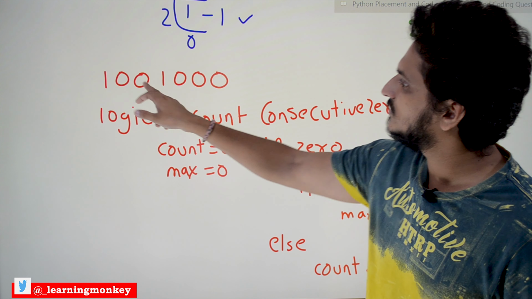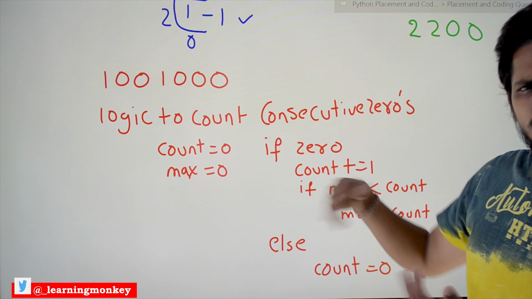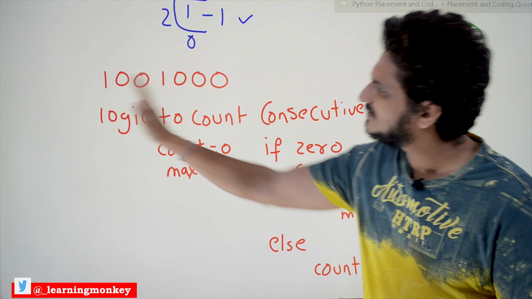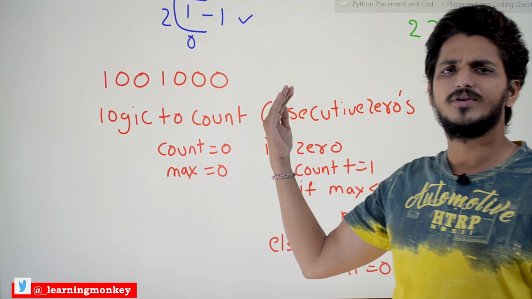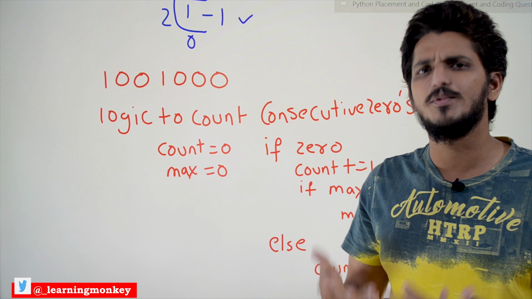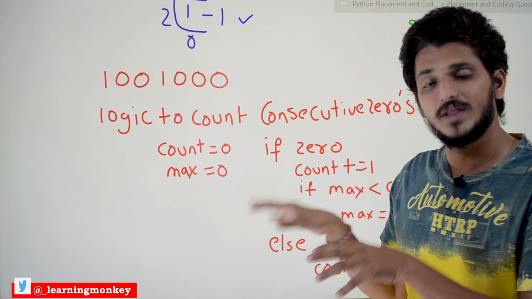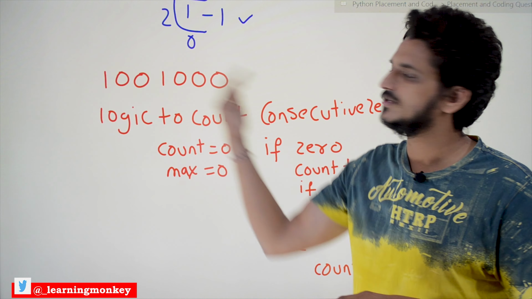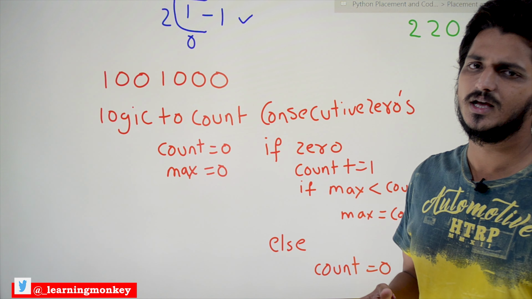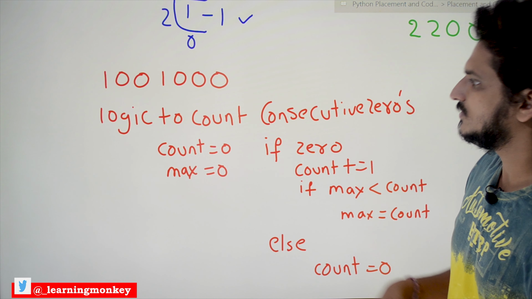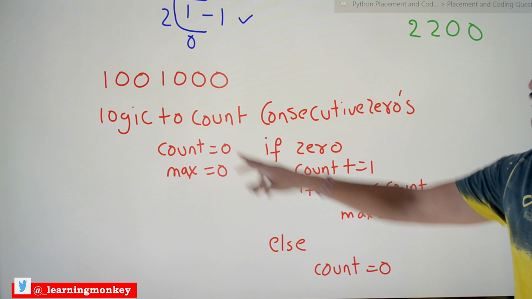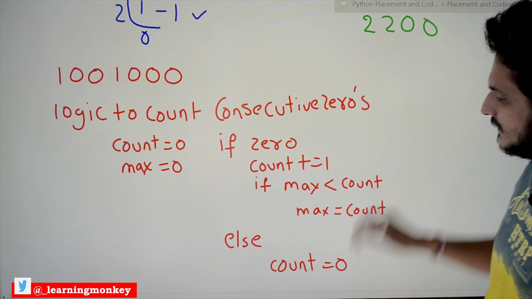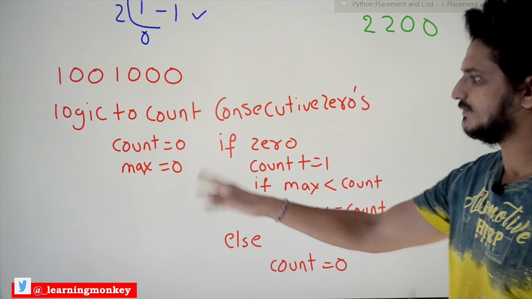So let's take 1 0 0 1 0 0. If you start counting zeros from left to right or right to left, there is no problem. We will get the same output. That's why in our program we are not concentrating on whether we are counting from this side or this side. You can do it any way. So the logic here is we are taking two variables, count and maximum. Count is equal to 0, maximum is equal to 0.